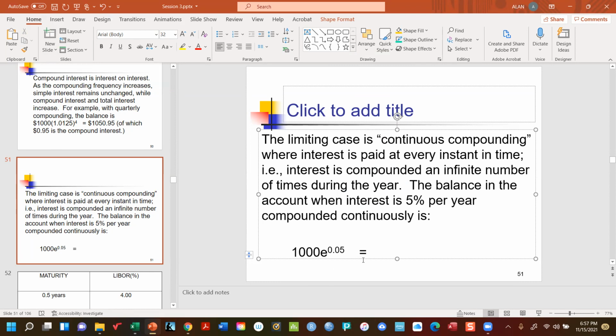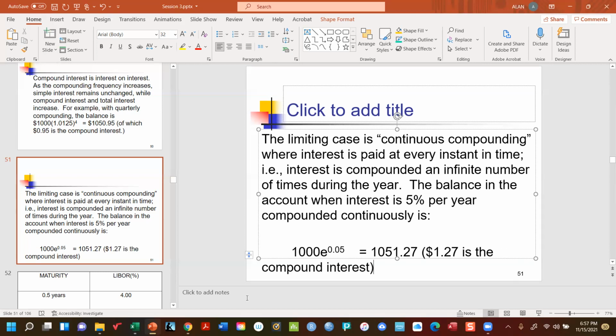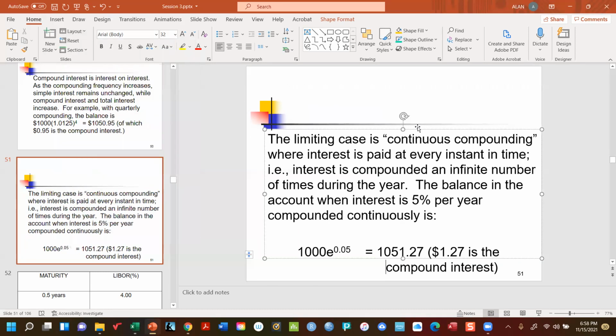And that equals $10.5127. $1.27 is the compound interest. Okay, so in other words, what you're seeing here is that every time you increase the compounding frequency, the total interest is growing because the compound interest is growing, not the simple interest.